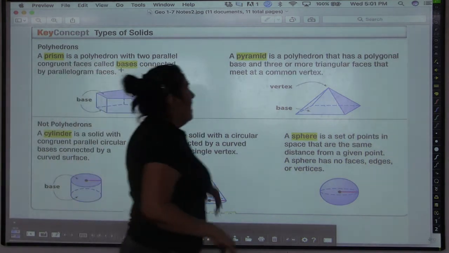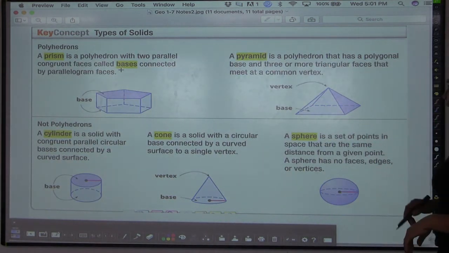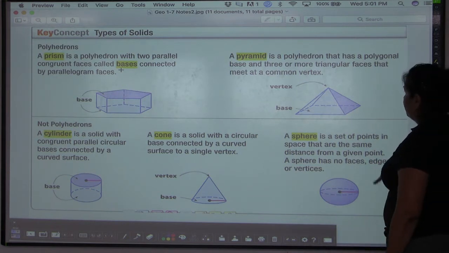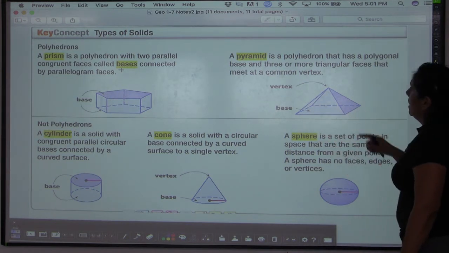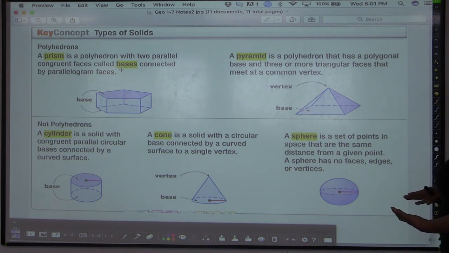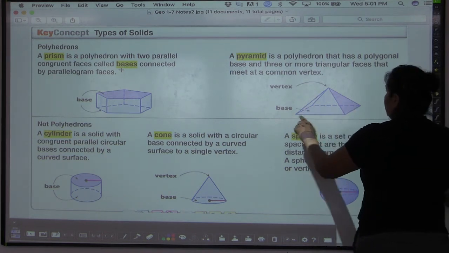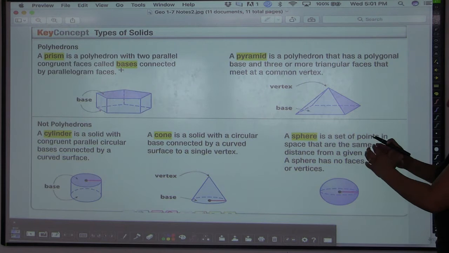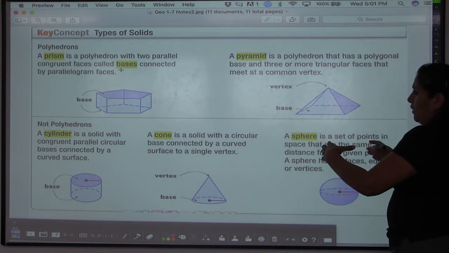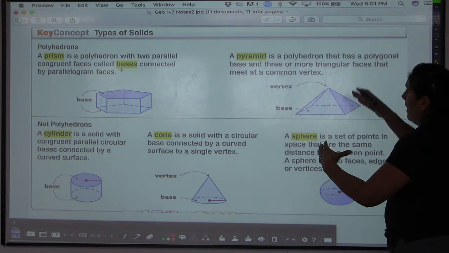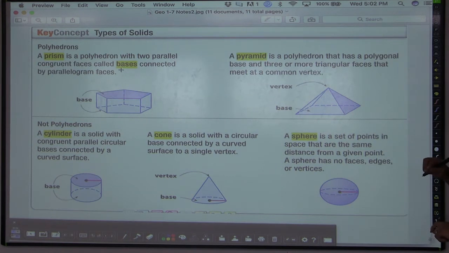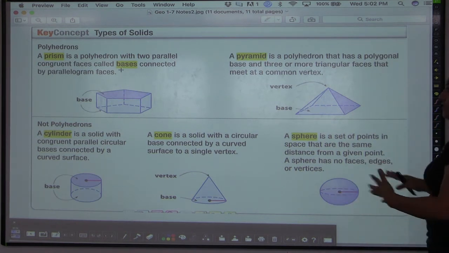Then we have a pyramid, and a pyramid is a polyhedron that has a polygonal base and three or more triangular faces that meet at a common vertex. So notice that the base of the pyramid is, in this case, a rectangle. It's got four sides. But you can have different polygonal bases. So it could have been a hexagon base, and then each of those sides of the hexagon would have a triangle face coming out of it, meeting at a point which is the common vertex. So there's your pyramid.